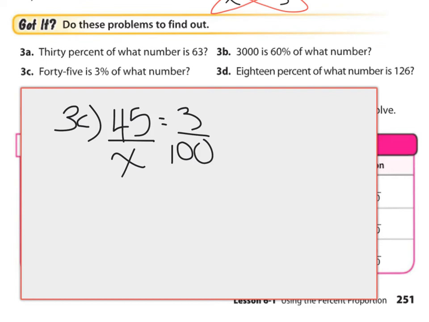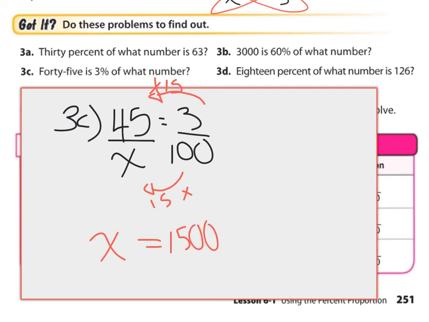What did I do to the 3 to make it 45? What number times 3 is 45? 3 times 15, right? 3 times 15 is 45. Do the same to the bottom. 100 times 15 is 1,500, right? So x equals 1,500.